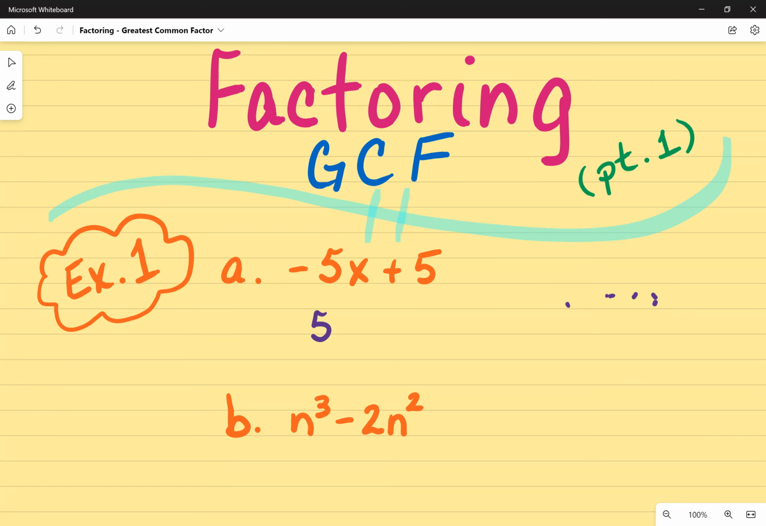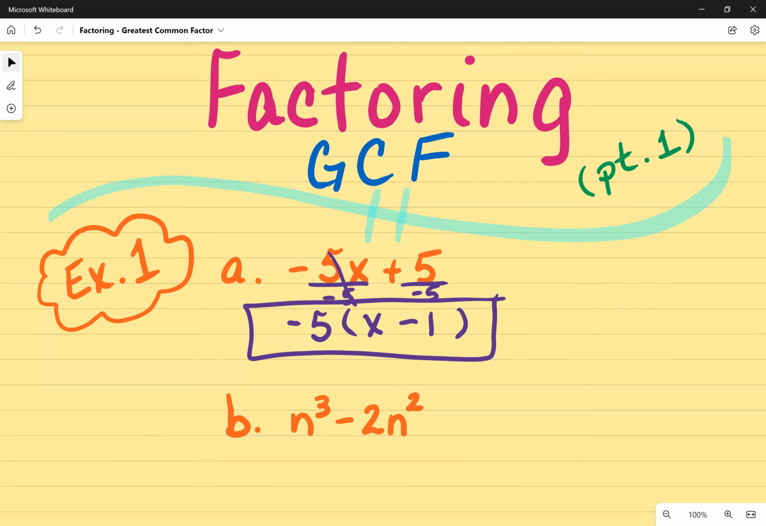So that's what I'm going to do here for part A. I see that they both have 5 in common, but I also see that my leading coefficient has a negative sign. So I always want to factor that out as well. So what's left over, I'm going to put in a set of parentheses. What I am really doing is just dividing both of these terms by what I just took out, which is the greatest common factor. So negative 5 divided by itself leaves me with x. Positive 5 divided by negative 5 leaves me with negative 1. I have just factored using the greatest common factor method for part A.